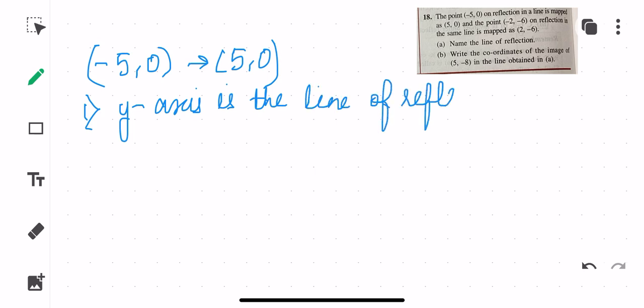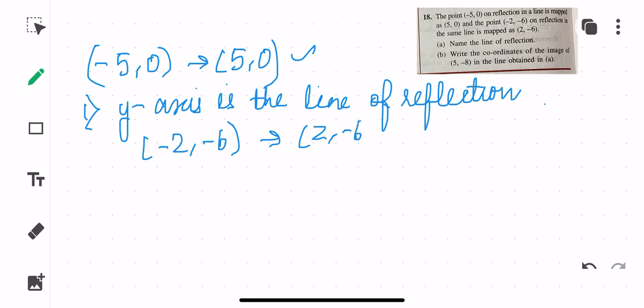Okay, and you know, children, why this happens: because whatever is constant will be acting as a line of reflection. So here clearly you can see that the y-axis is constant, because in the first case and in the second case it has been given as (-2, -6), which is getting changed to (2, -6). So clearly the y coordinate is not changing, it is only the x coordinate that is changing, and hence you are getting this answer.